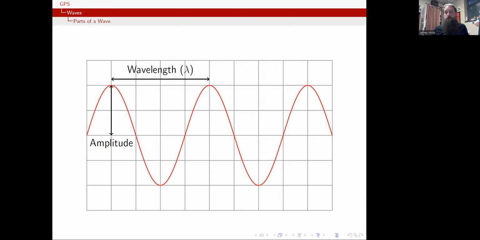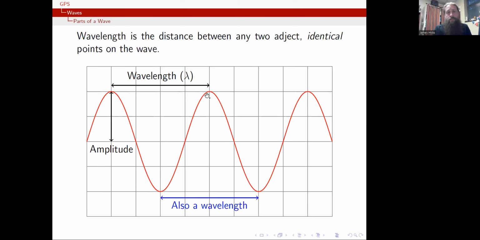Amplitude is kind of a measure of the energy that a wave has. Now here, the distance from peak to the next peak, that's the wavelength. Wavelength is measured from one point on the wave to the next adjacent identical point. Peak to peak is an example of that.